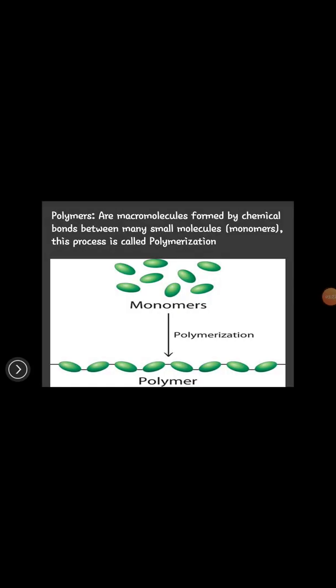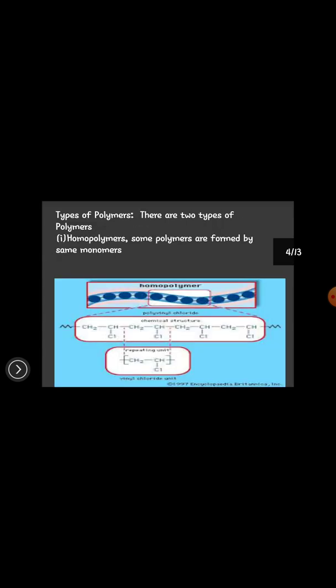Dear students, after having these basic concepts of how polymers are formed by the process of polymerization and by combining the monomers, we are moving towards our next slide, which will give us the different types of polymers. The polymers can be divided on the basis of their monomers into two types. These are the two types of polymers. The first type is called homopolymers.